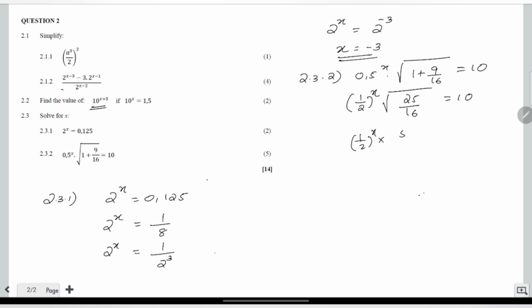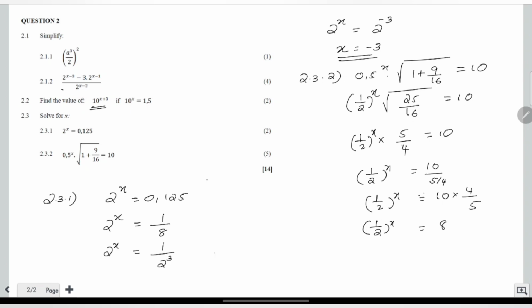That is half to the power x times the square root. When you simplify it, what is it going to be? The square root of 25 is 5 over the square root of 16 which is 4. We can split the square root into numerator and denominator, which is equal to 10. Therefore, half to the power x is equal to, sending 5 over 4 to the other side, 10 divided by 5 over 4. That is half to the power x is equal to 10 times 4 over 5. Just the matter of simplification, it is going to be 8, isn't it? Yes.